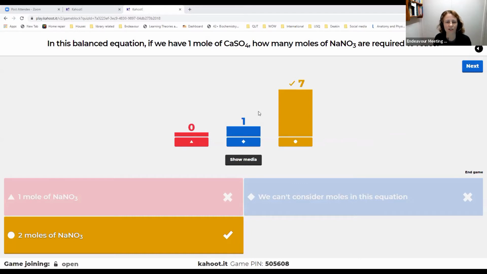So if you change this and you started with 2 moles of calcium sulfate, it's going to react with 4 moles of the sodium nitrite, because you'd have to double that number too. But you'd only be producing 2 of this product and 2 of the sodium sulfate. Disodium sulfate.